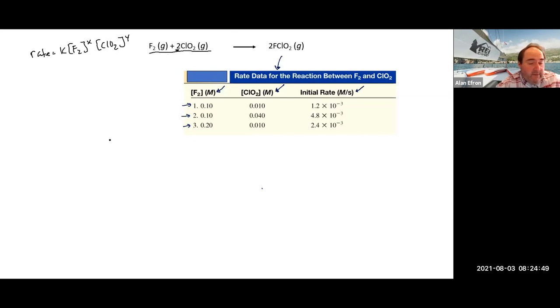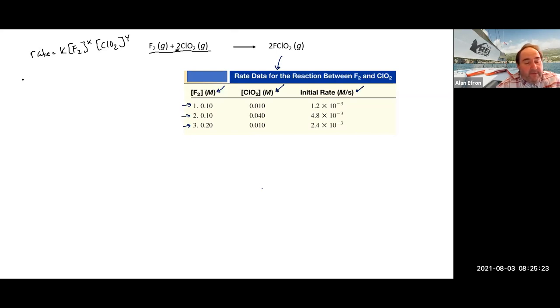Now, the first thing that you really want to do when you have a table like this is figure out what the orders are. So the mode of attack here is to figure out the orders first. That would then allow you to figure out the value of the rate constant. Now, there are a couple of different ways you could do it. You could do it by just analyzing the table, and if you understand what's happening with the rate versus how the concentrations are changing, you could look at that. I find most people really can't do that all that well. So most people need some type of mathematical approach.